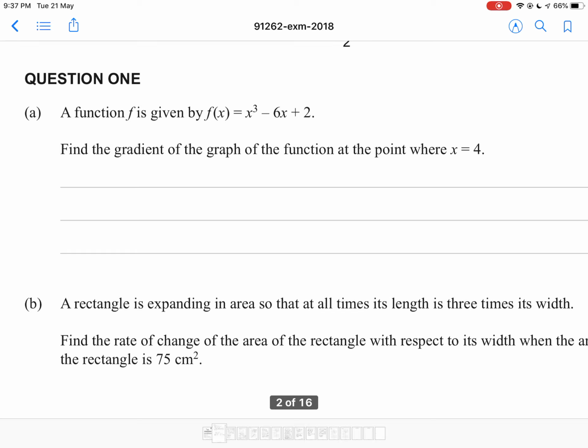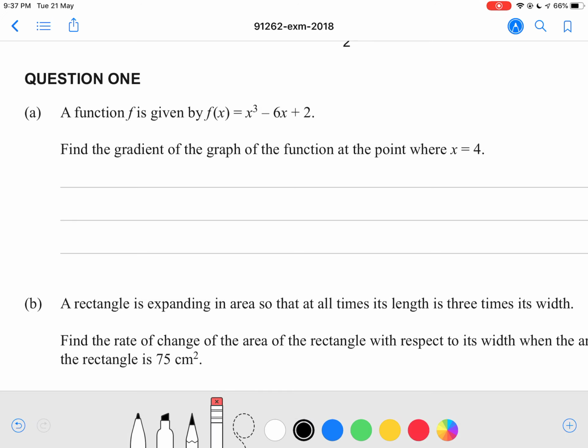Question 1. A function f is given by f of x equals x cubed minus 6x plus 2. Find the gradient of the graph of the function at the point where x equals 4. Okay, so now it wants you to find the gradient. We have f of x, so we have to find the gradient function. How are we going to find it? We're going to differentiate the function to find the gradient function.